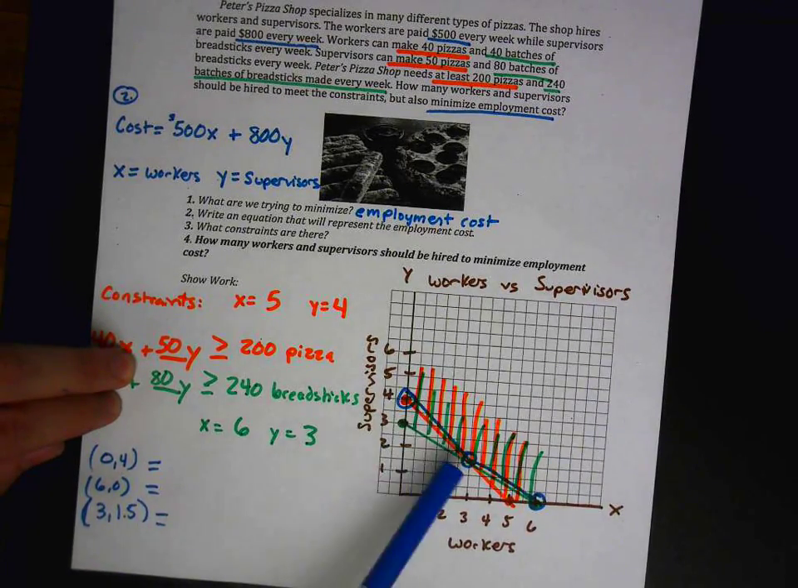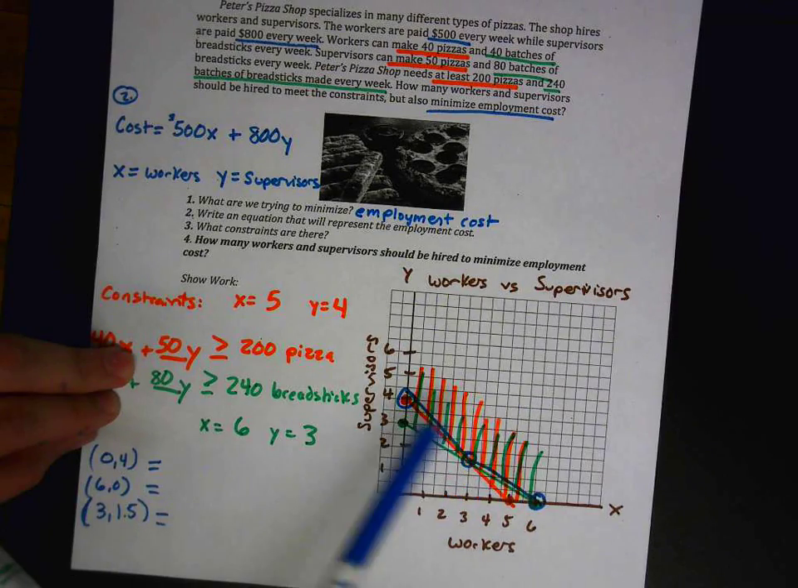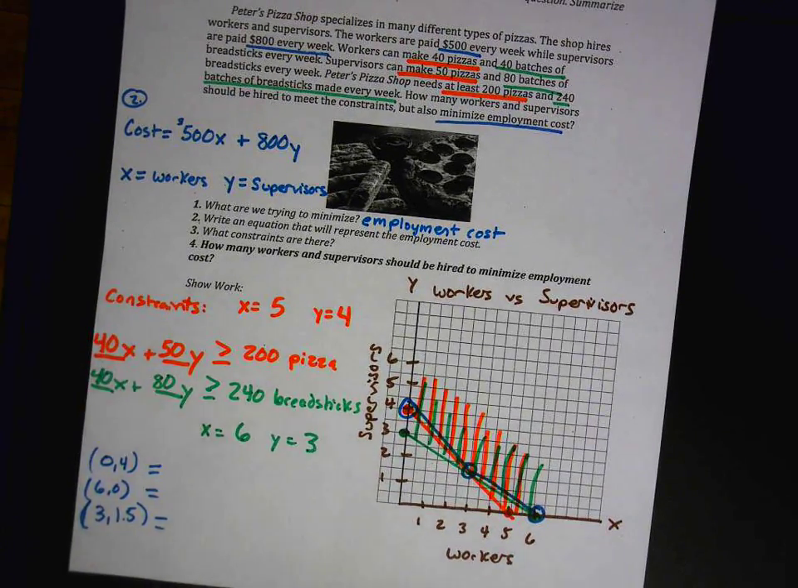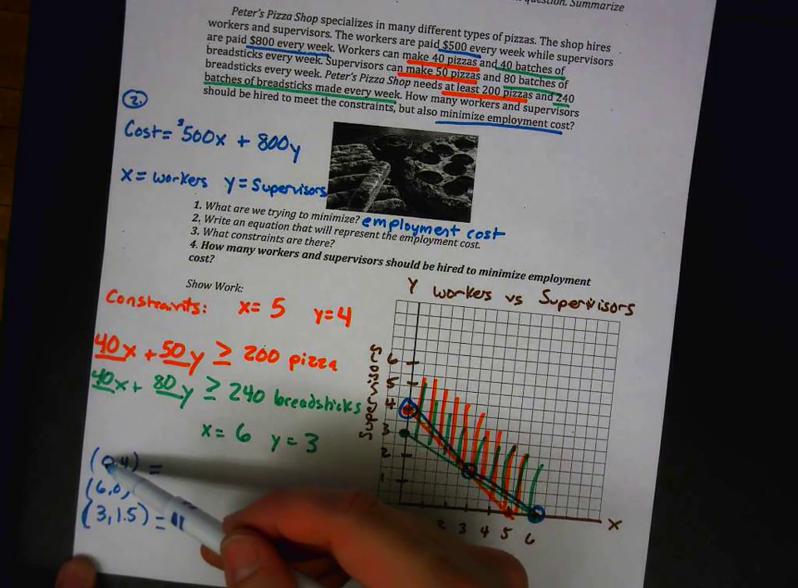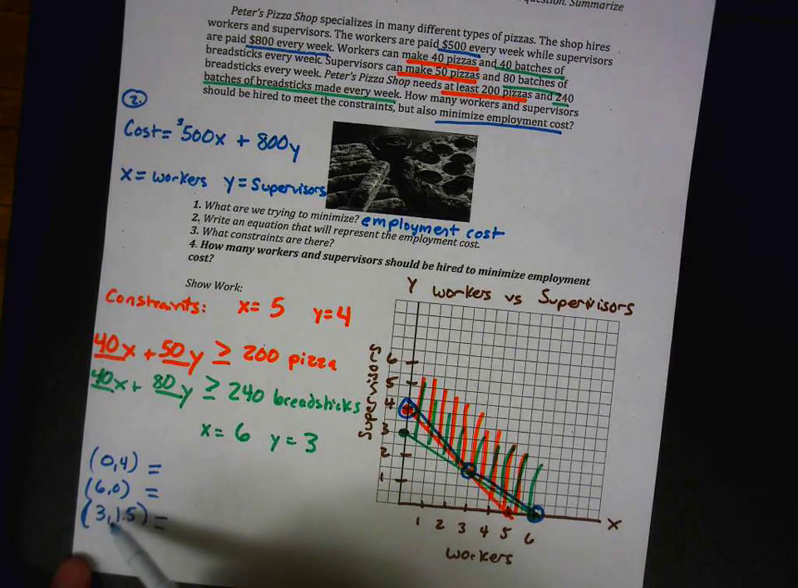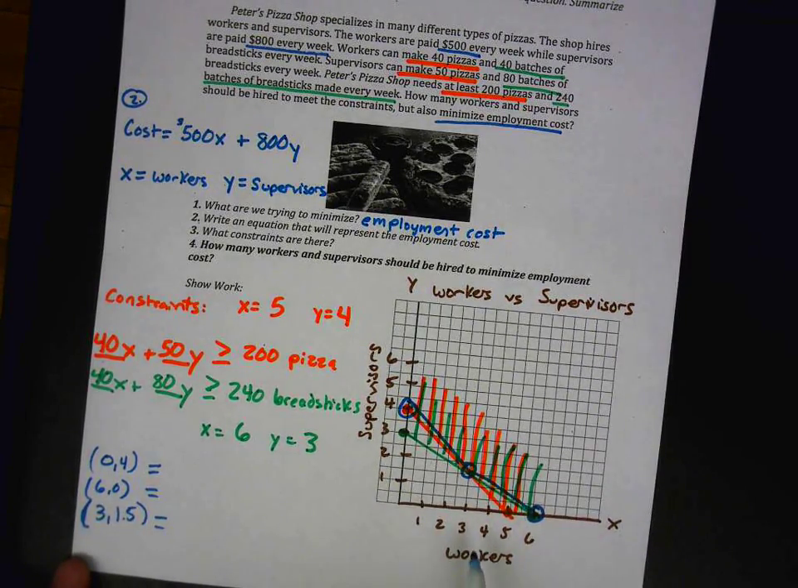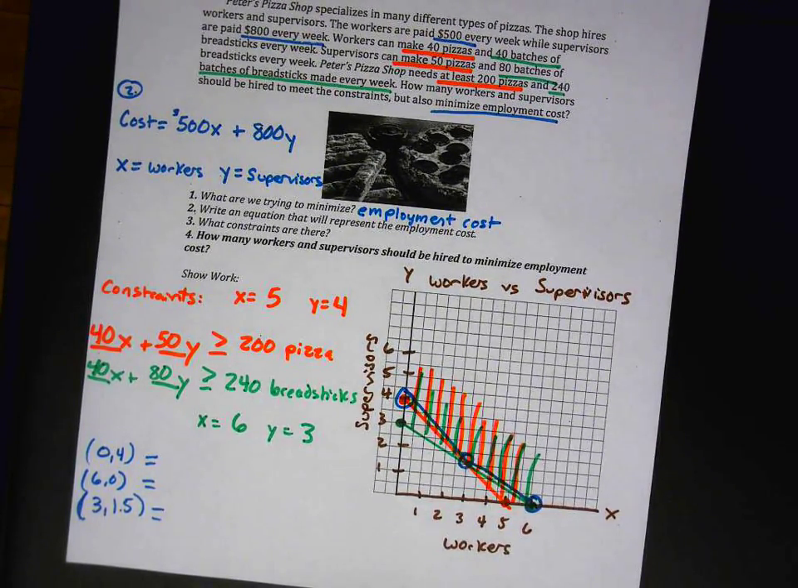We have those 3 points, and we want to find out how all these points meet these constraints. We want to see how many workers and how many supervisors we hire to minimize the employment cost. So this point means 0 workers, 4 supervisors. This point means 6 workers, 0 supervisors. And this point technically means 3 workers, and I guess you would say 1.5 supervisors. Although that's not a realistic problem, we'll have to look at it. Maybe the supervisor can work half the time or something for that week.